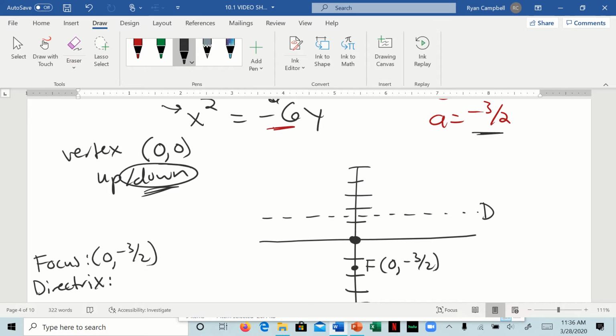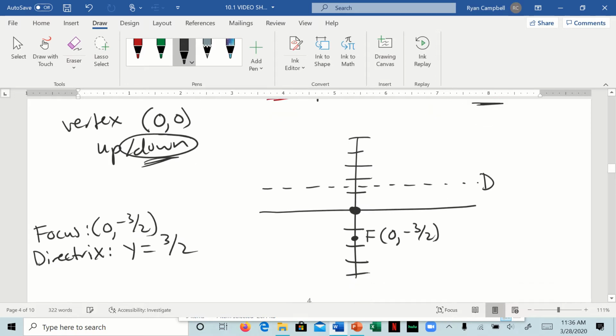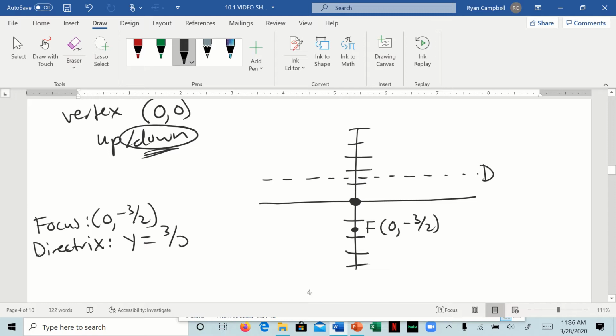Remember, it's an equation of a line. So it's not just 3/2, it's y equals 3/2, right? If you say y equals 3/2, that's telling me it's a horizontal line. So if you just write the directrix is 3/2, that is incorrect. It is not a number, it's a line. And so the equation of a line needs to have that y equals. That's really important. Good.